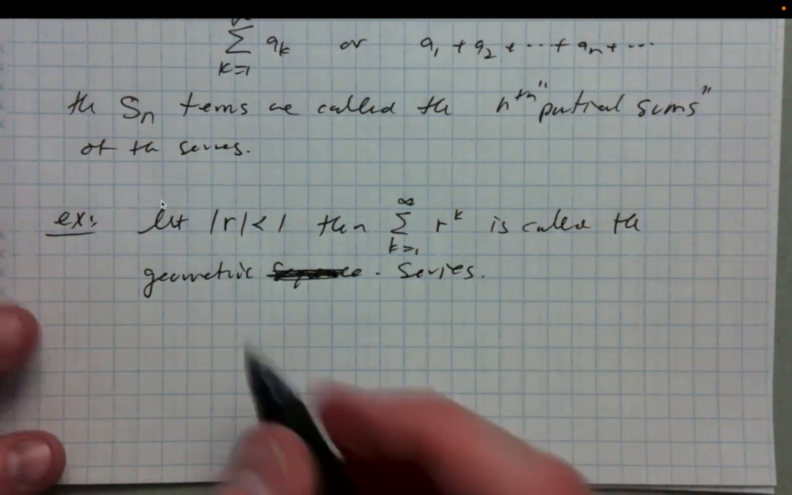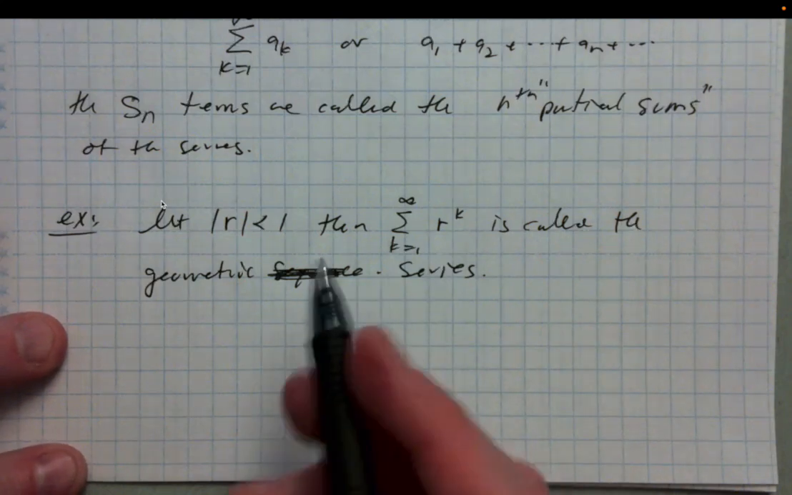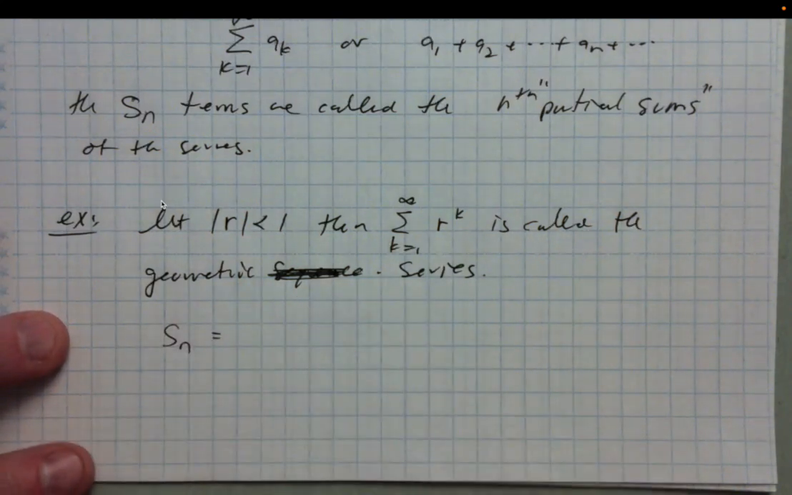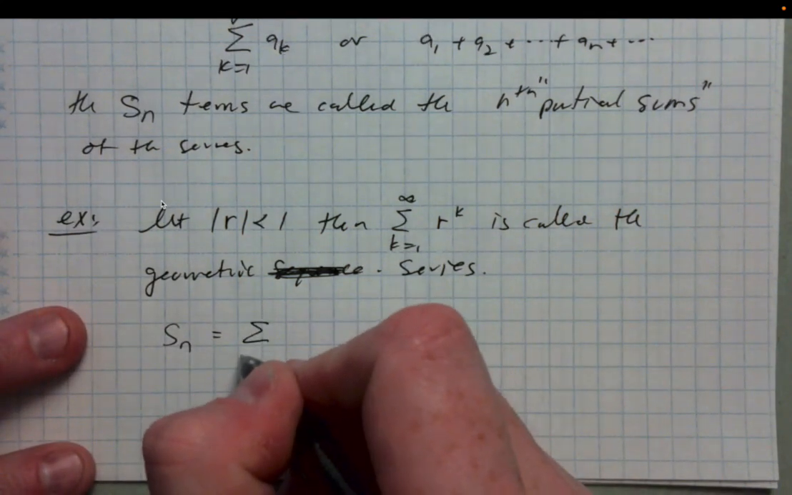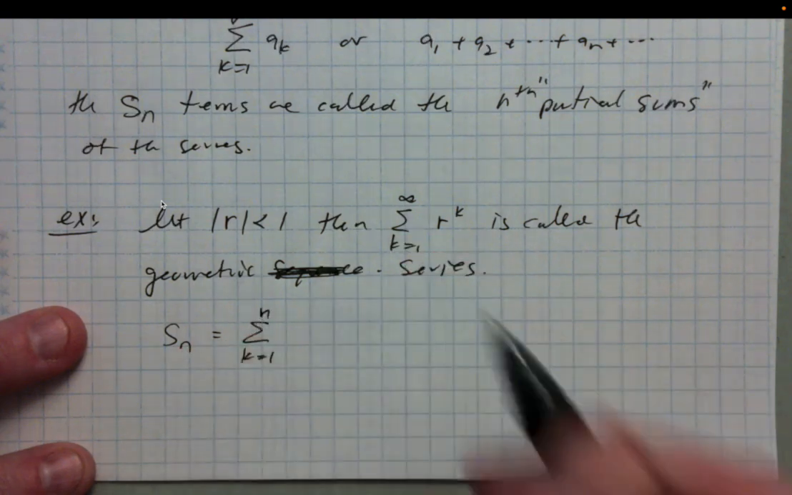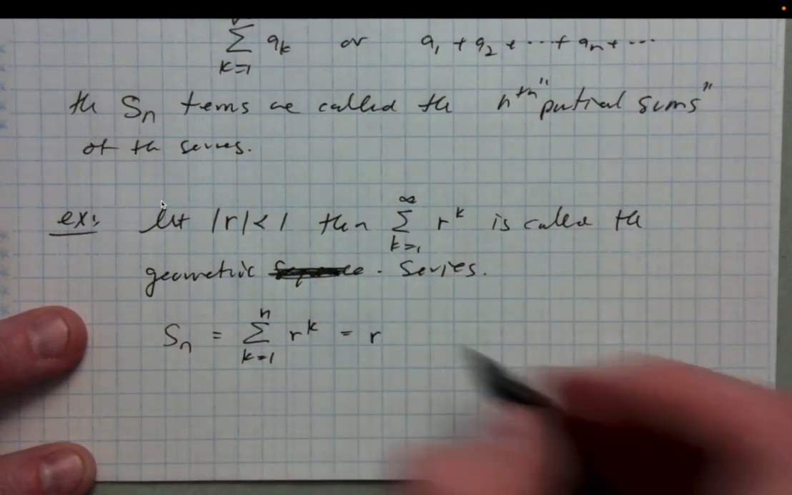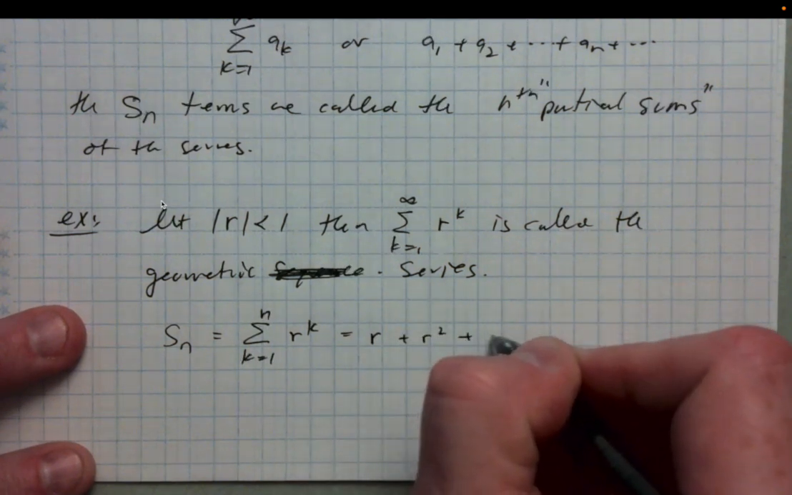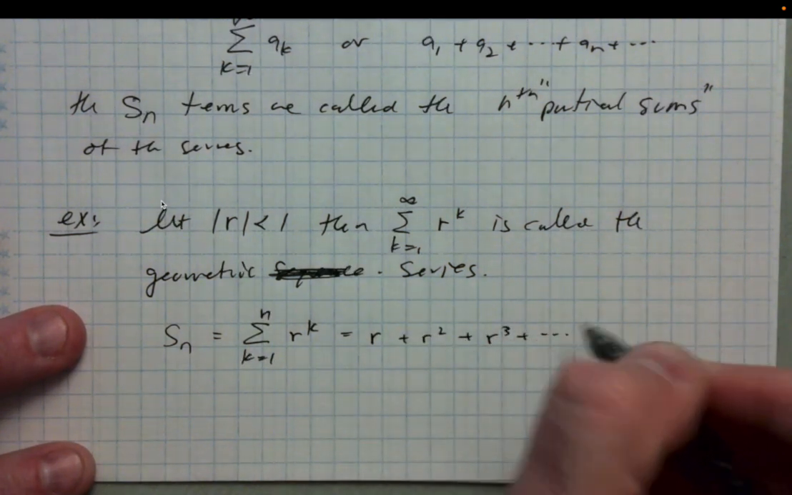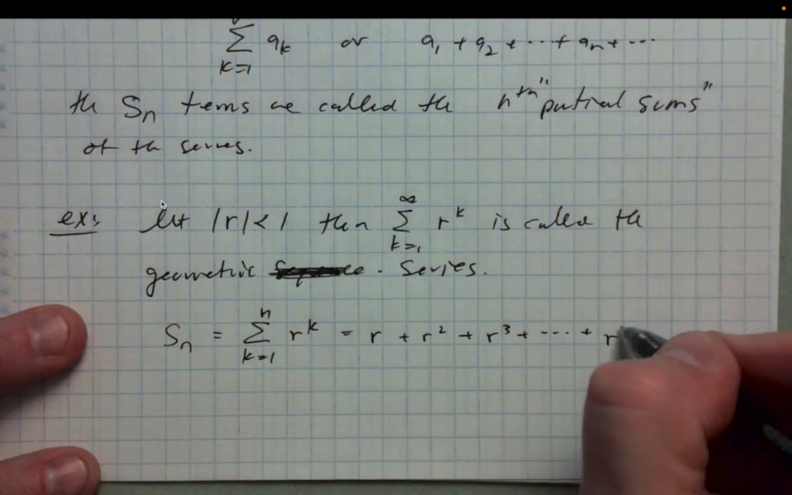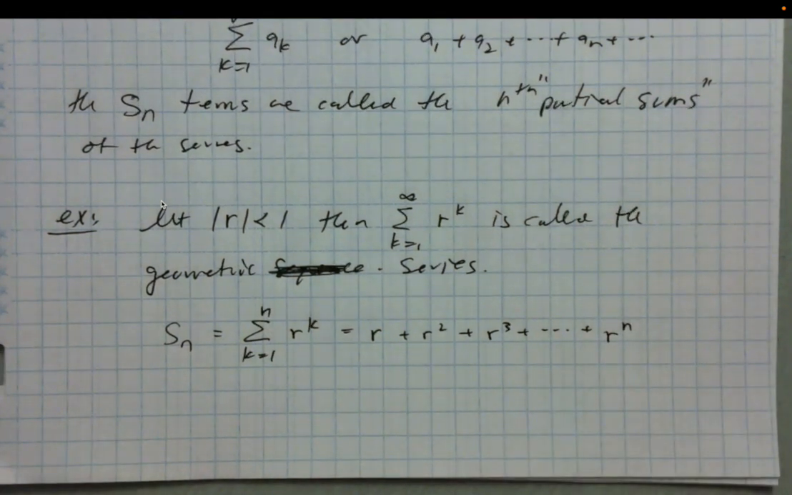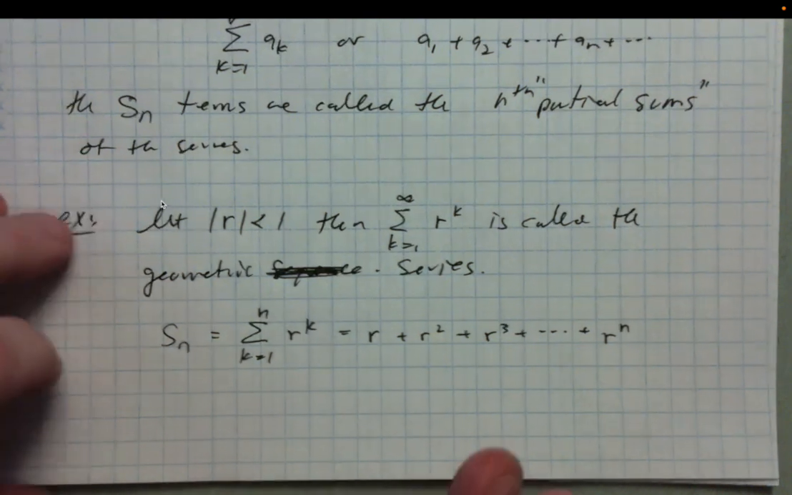Right, and so let's take an example of an nth partial sum. We'll say S of n. S of n is going to be equal to the sum from k equals 1 up to n of r to the k. So it's going to be r to the first power plus r squared plus r cubed plus so on, all the way up to r to the nth power. Now, this series does converge. Let's go ahead and show that.